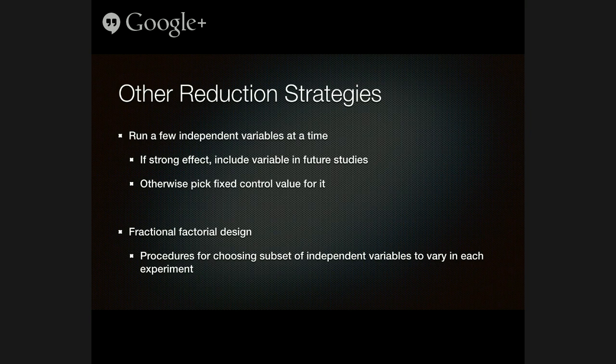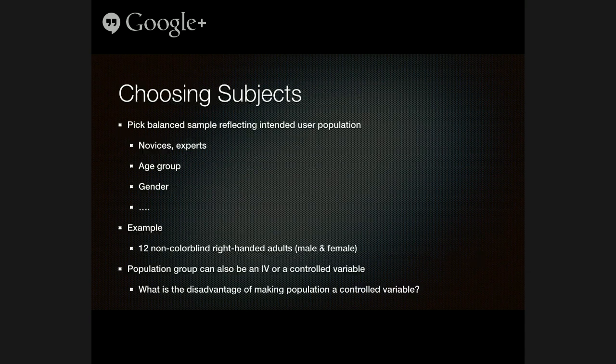And then there's this crazy factorial design process for choosing each of the subsets of independent variables to vary. And I will leave that as an exercise for you to go learn about. But basically, it's a formal method for choosing which variables to study at one time.